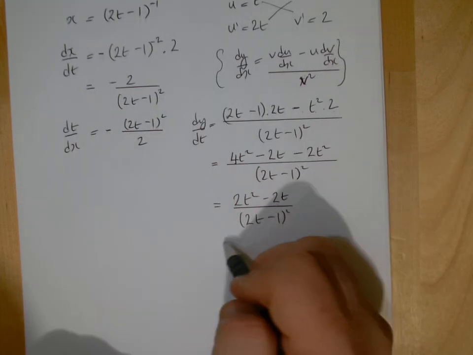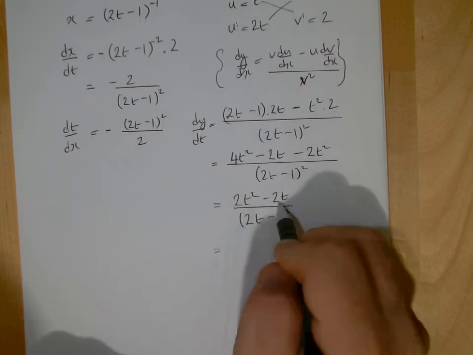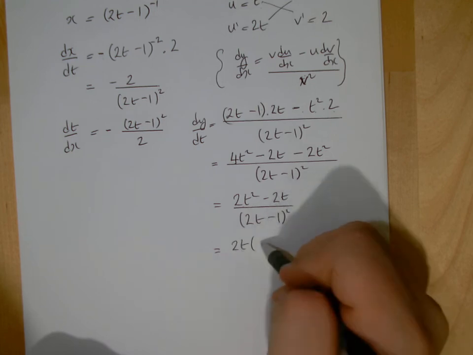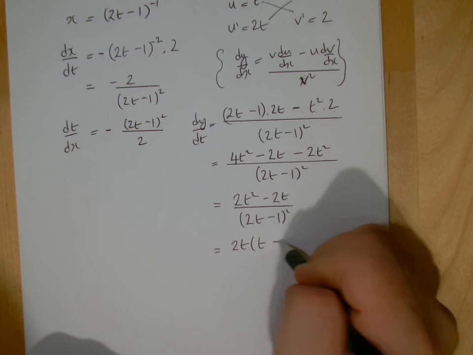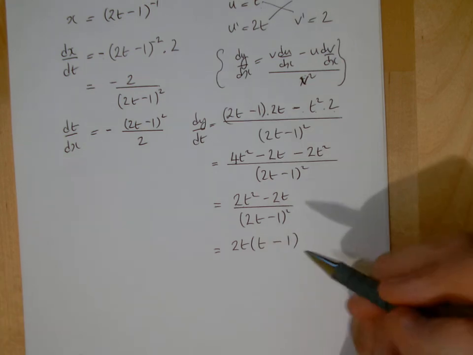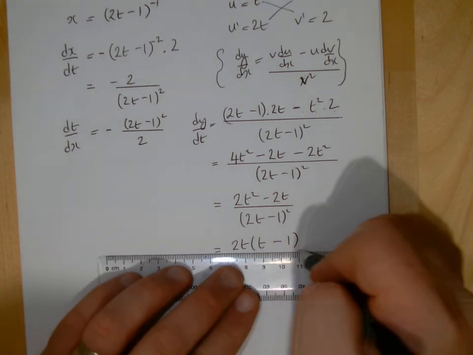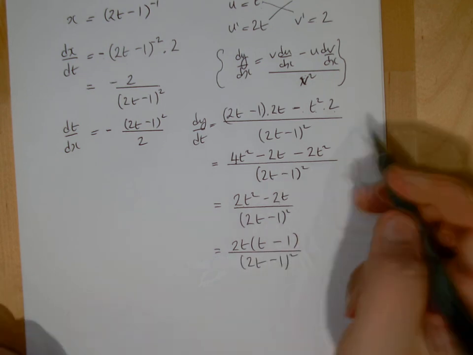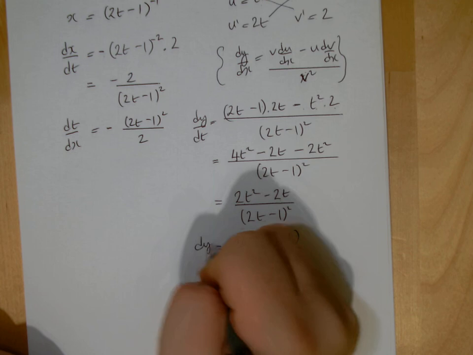One more thing we could do on top is factorize out. You can see 2t squared minus 2t. Well, let's take out a factor of 2t. So in the bracket then will be t minus 1, all over 2t minus 1 all squared. Okay, so I've got an expression for dy dt.